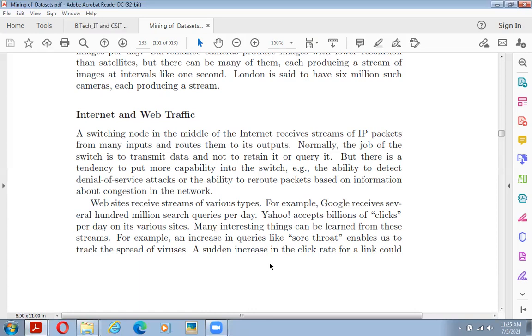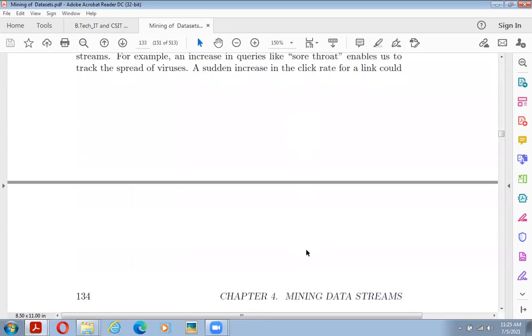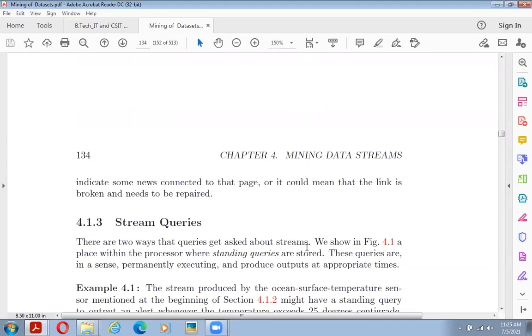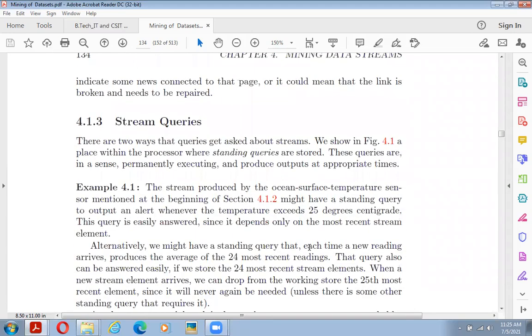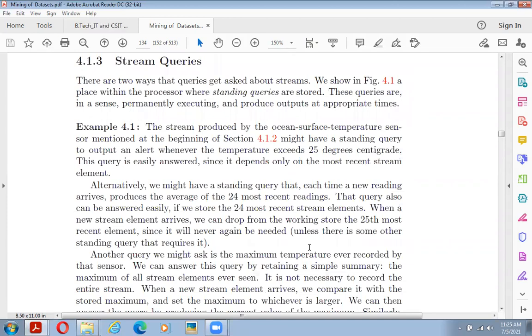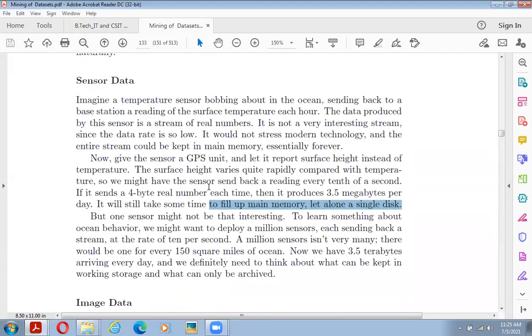per day. Yahoo accepts billions per day. Many interesting things can be learned from these streams. For example, an increase in queries like "sore throat" may enable us to track the spread of a virus. Such an increase in the click rate of a link could indicate some news connected to the page. But when a link is broken, streams need to be repaired. Now we are always putting things like the stream queries, as in figure 4.1 also.